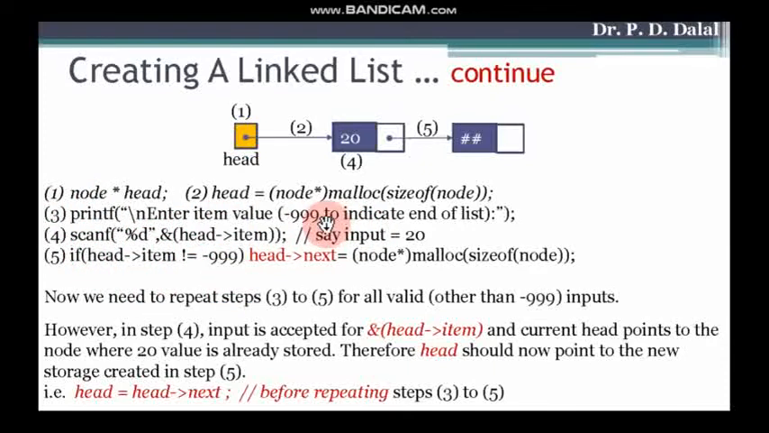Enter minus triple line at the end, scan the value for this item, and then if it is not minus triple line, create a new node. So these steps 3 to 5 will keep on repeating.